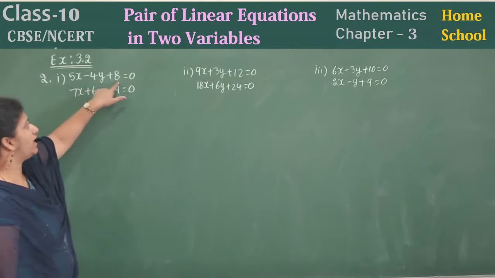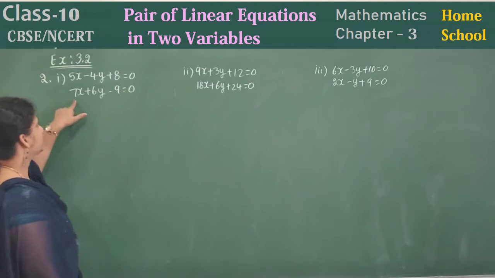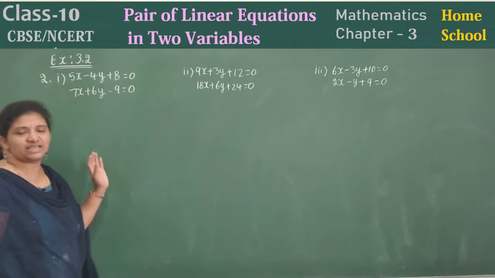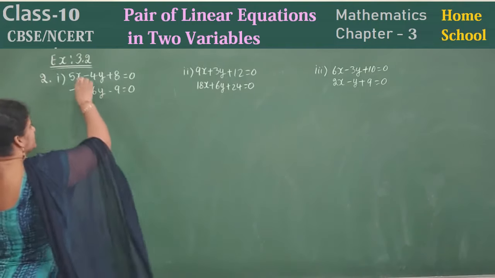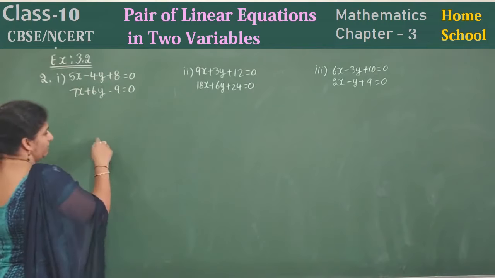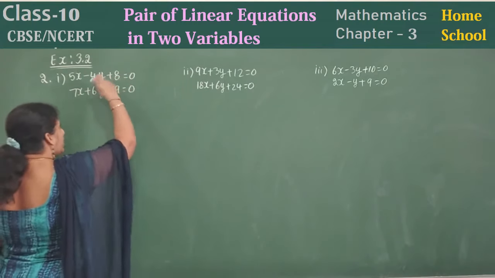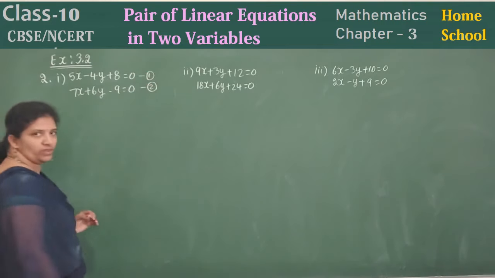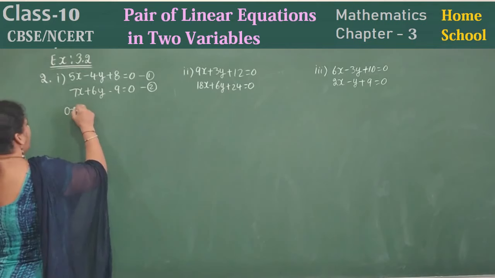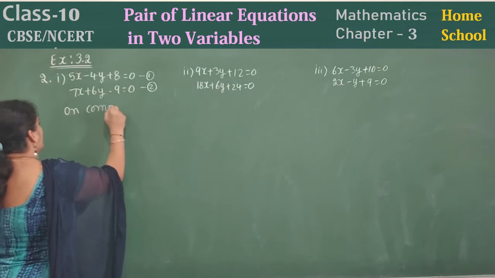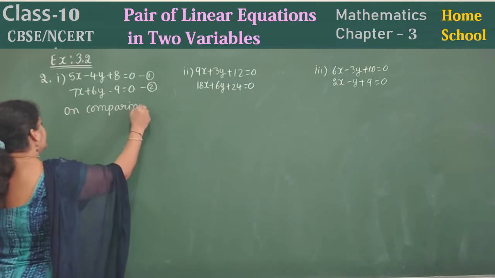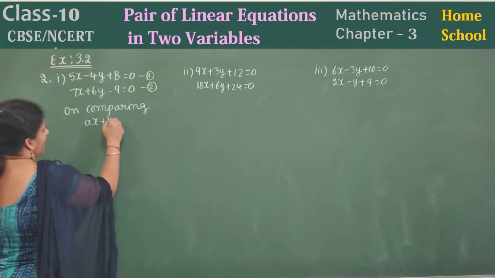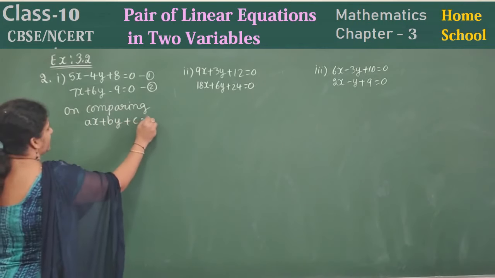5x minus 4y plus 8 equal to 0. 7x plus 6y minus 9 equal to 0. So once again you write the statement here, children. This is as a question you take. Given pair of linear equations, again you write these two equations and mark this 1, mark this 2. On comparing these two equations with the general form. What is your general form? ax plus by plus c equal to 0.